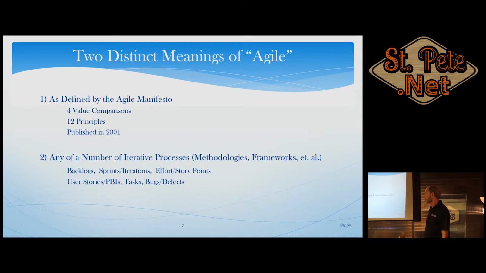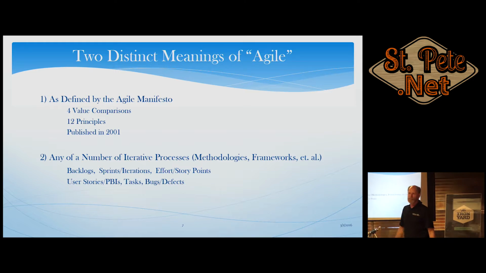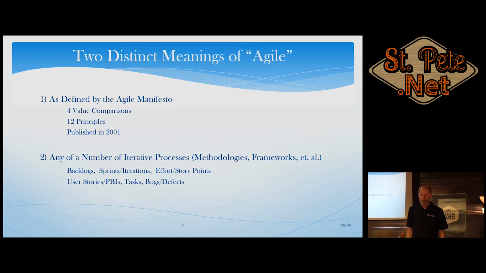Okay? So the things you'll see down here in this meaning: we have backlogs, we have sprints and iterations, we have story points or effort, we have user stories or PBIs if you're doing Scrum, bugs, defects if you're using Scrum, the differences in TFS terminology. These have very little to do with those. The bottom set is practical guidance that people have come up with that they believe is supposed to get you in good standing with the first set. But there's often a big disconnect.